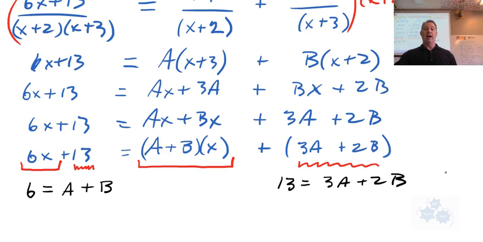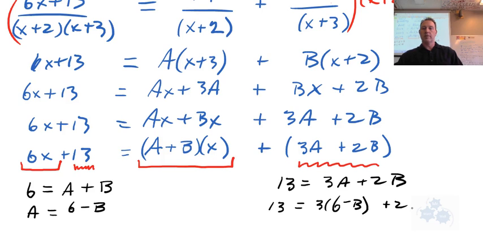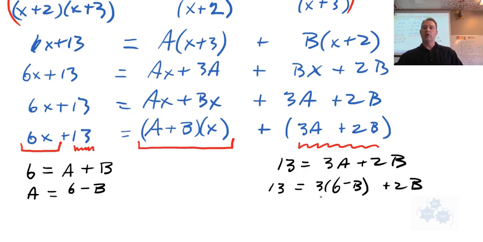Now, from here on, we have some options, right? We have to do some substitution or something like that. So we could say that a equals 6 minus b, I suppose. And then over here, I could substitute that. So here's the substitution part: 3 times 6 minus b. And now I get just one variable to solve for, which is awesome. 18 minus 3b when you distribute that.